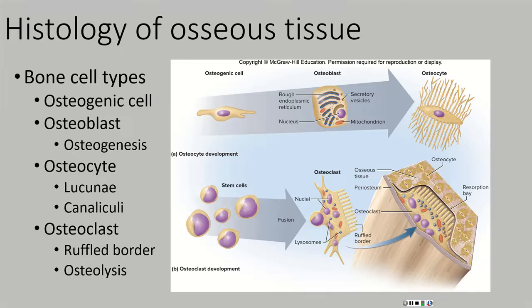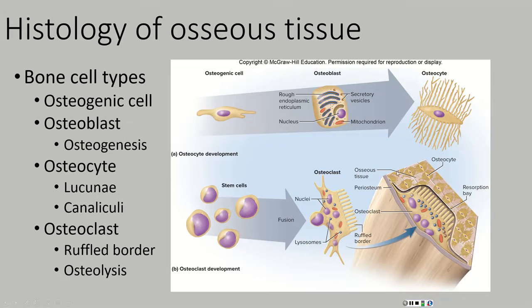Canaliculi. That really just means small canal. So these canaliculi are extensions of the cytoplasm that connect neighboring osteocytes. And where these canaliculi connect with the neighboring osteocytes, we find gap junctions so that the cells can exchange material and communicate.